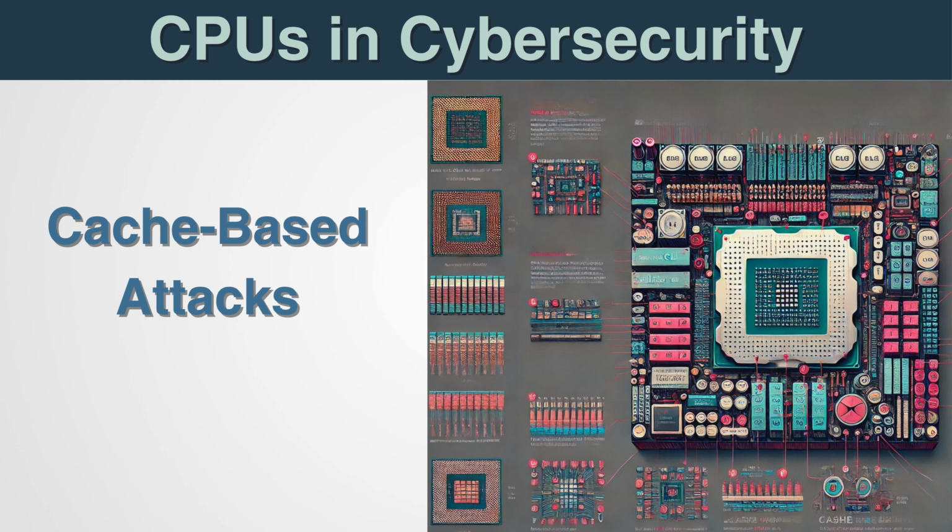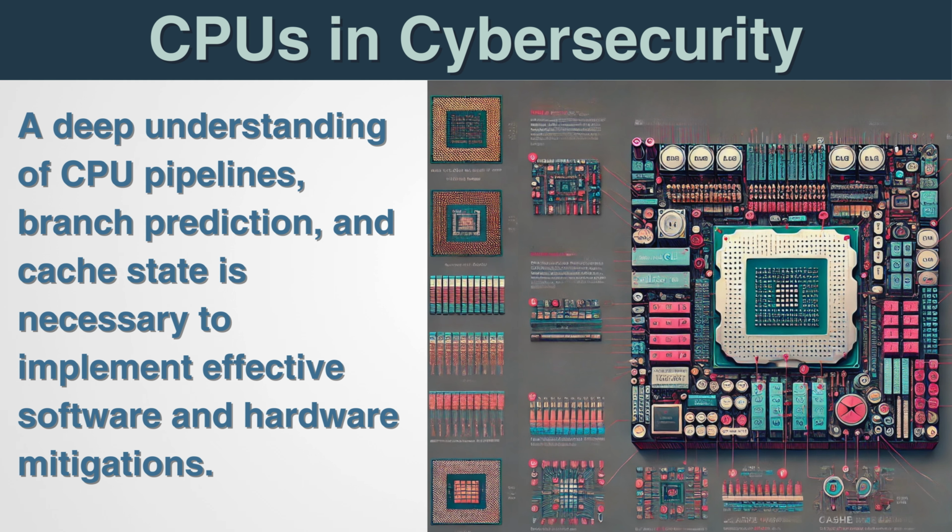By understanding the detailed behavior of CPU caches, like replacement policies and associativity, professionals can design systems that either obfuscate cache access patterns or implement techniques like cache partitioning to reduce leakage. Attacks such as Spectre and Meltdown exploit speculative execution vulnerabilities. A deep understanding of CPU pipelines, branch prediction, and cache state is necessary to implement effective software and hardware mitigations, like inserting memory barriers or updating microcode.